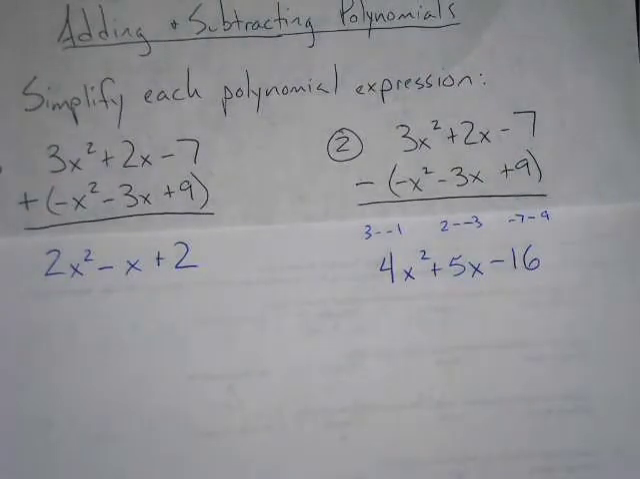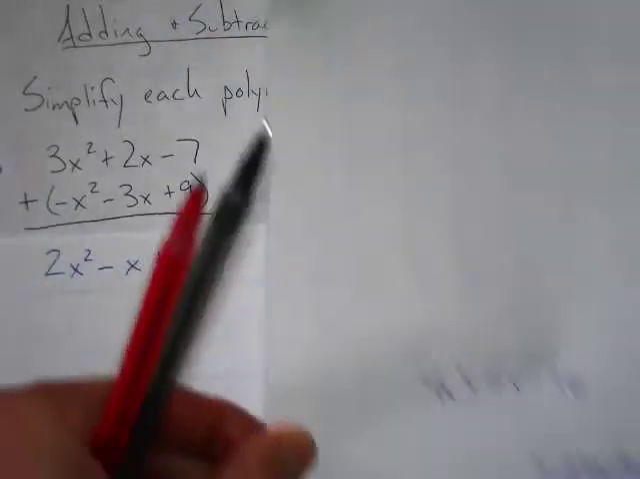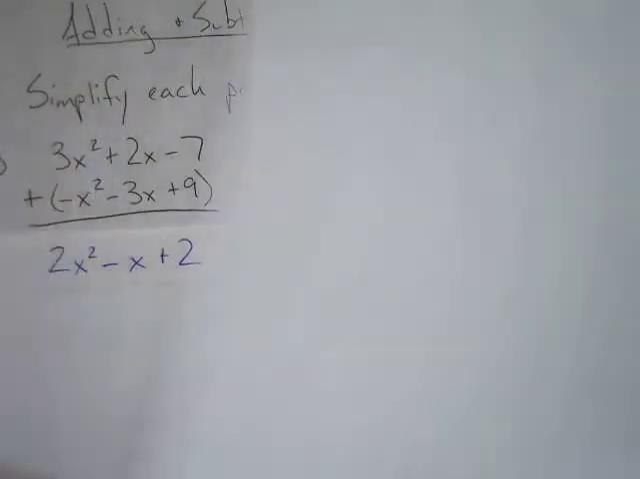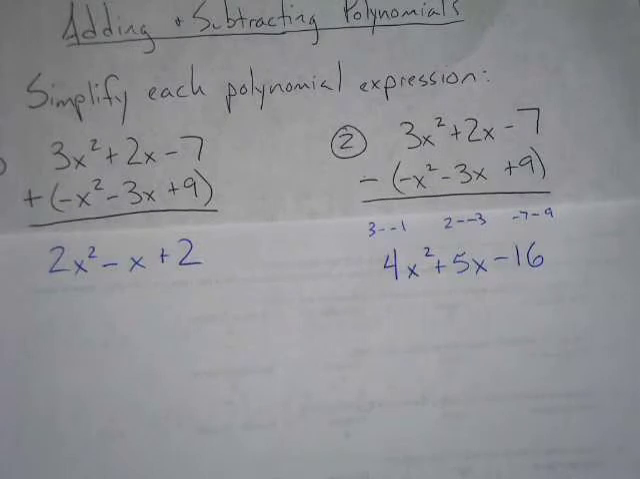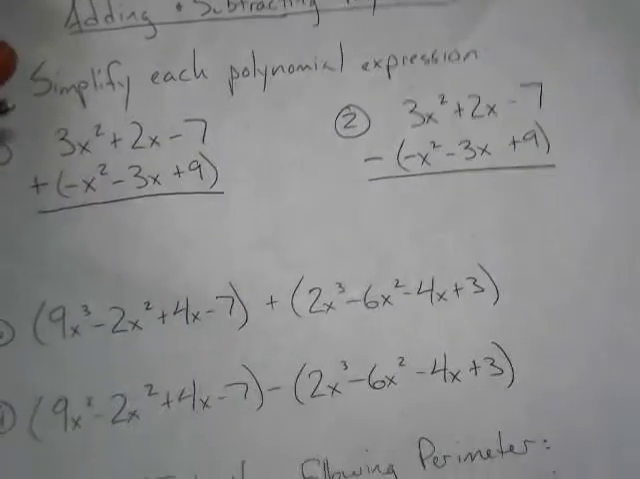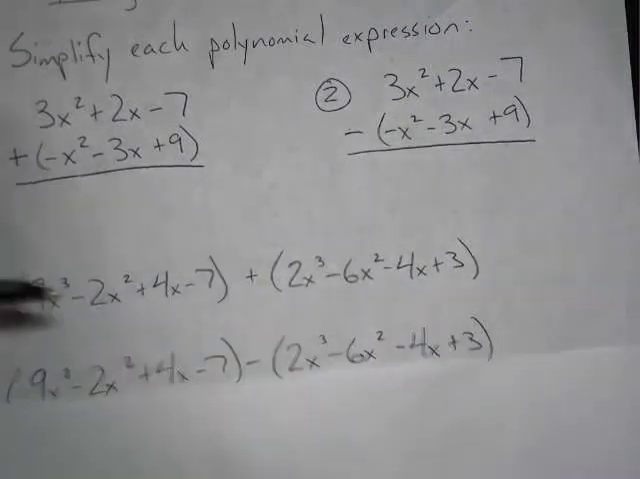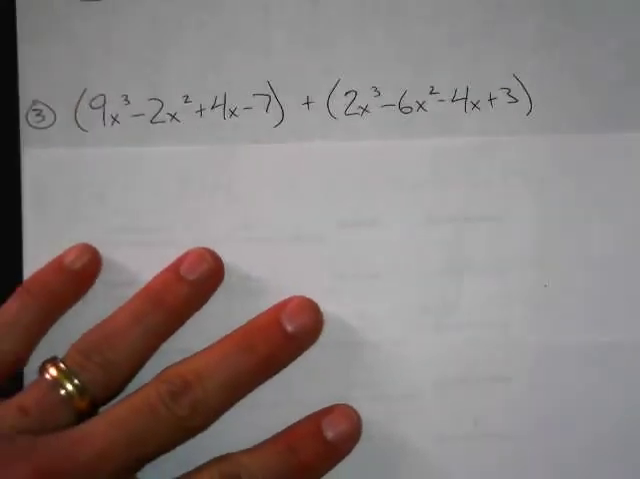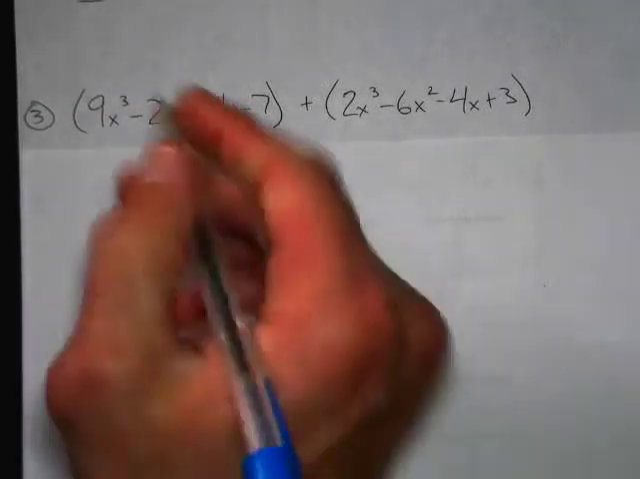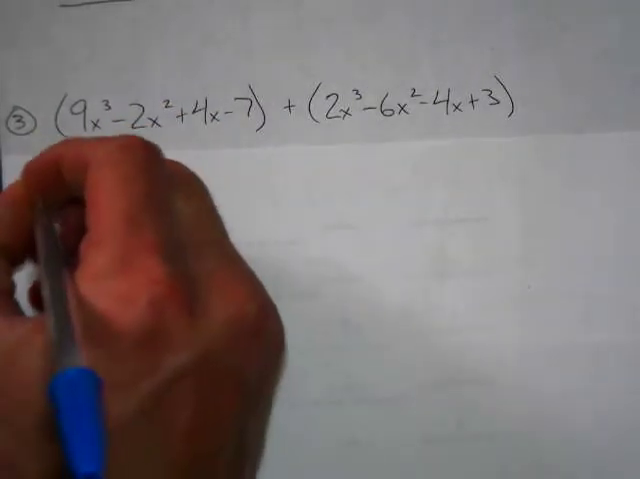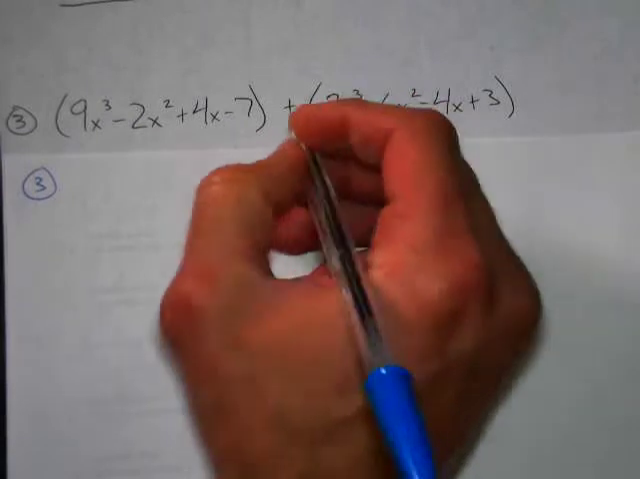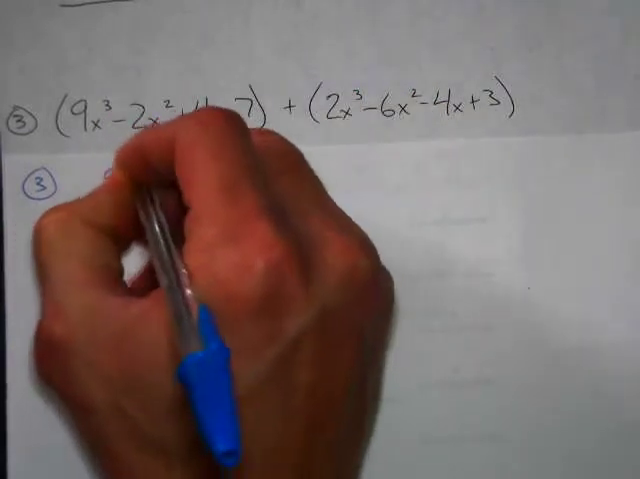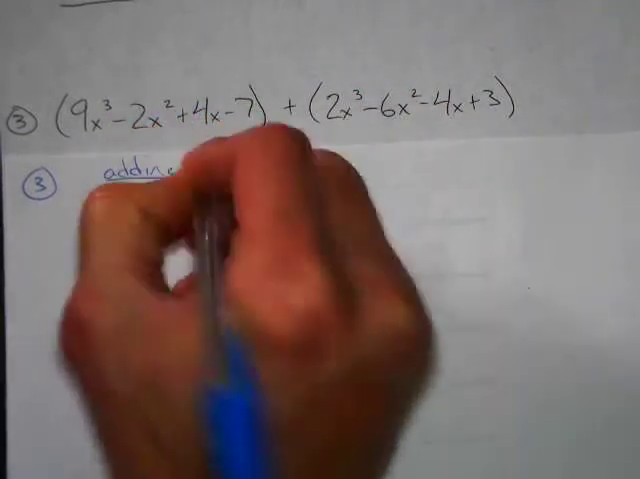And remember again, this totally jibes with what we had done with our algebra tiles. So it doesn't matter how we're coming up with the concept, we can do it that way. And that's how we would find the expressions for number 1 and number 2. Number 3 is done the exact same way. You can use algebra tiles, you can line them up. But what I'm going to do is notice that we were adding two polynomials.